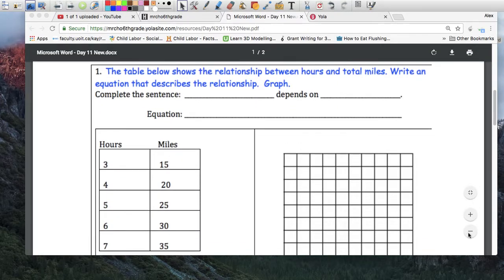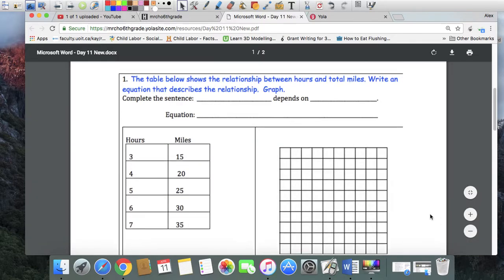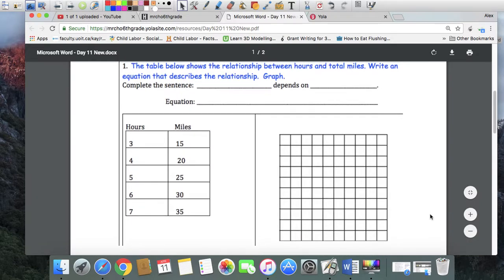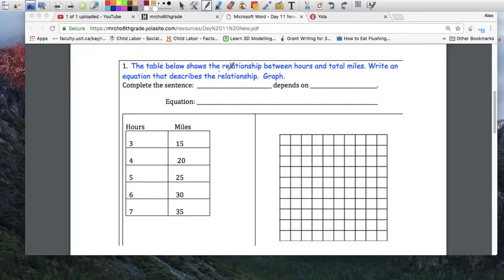We have a graphing problem here. Okay, so the table shows the relation between hours and miles. Write an equation that describes the relationship. Okay, so what depends on what? Complete the sentence: do the hours depend on the miles, or do the miles depend on the hours? The total miles depends on the hours. This is definitely going to be a question on your state test. So for the equation, let's use that sentence.